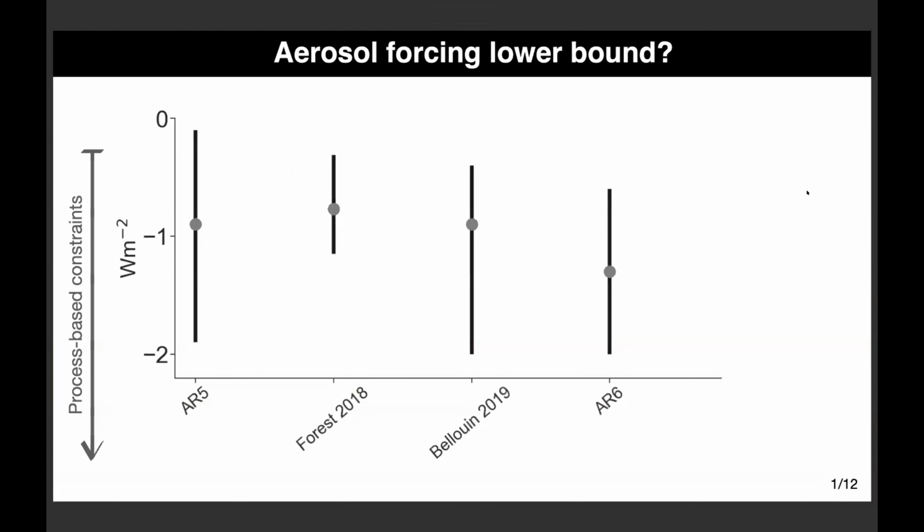Aerosol forcing is a persistent source of uncertainty in Earth's energy budget. And as seen in the schematic, the uncertainty is still large in AR6. There are two sources of constraints on aerosol forcing. The first is from process-based constraints, but these approaches can only constrain the upper bound, whereas the lower bound, or how negative aerosol forcing can be, is instead constrained by empirical or top-down methods.